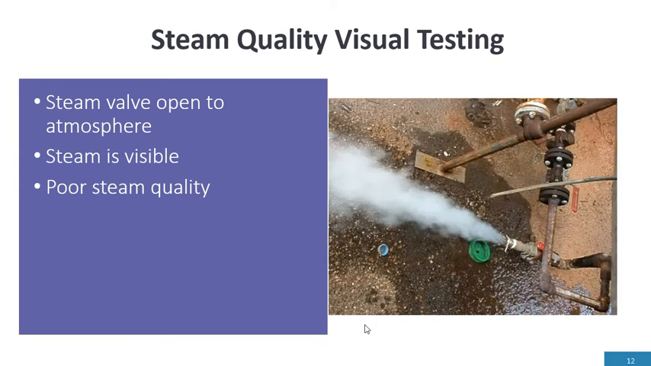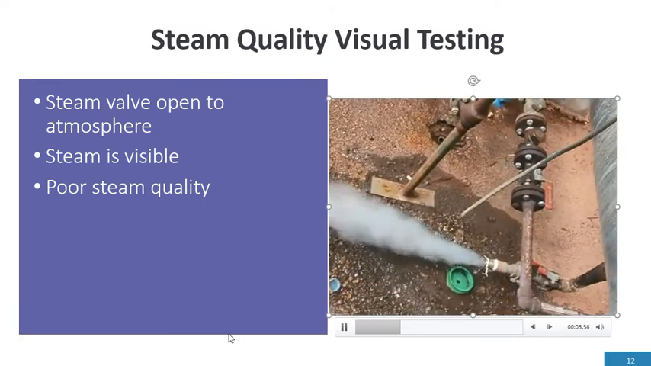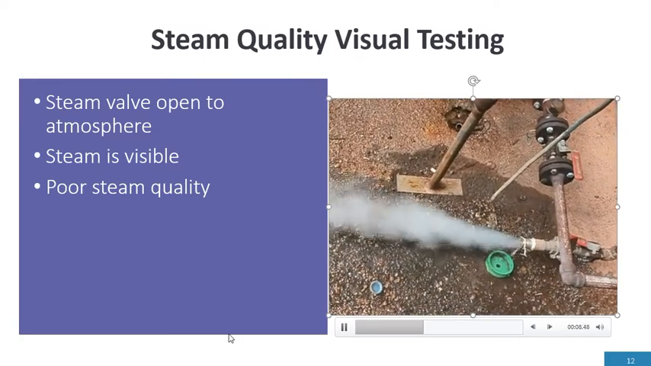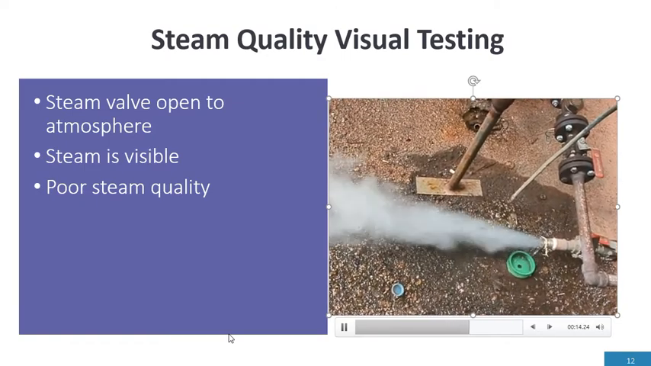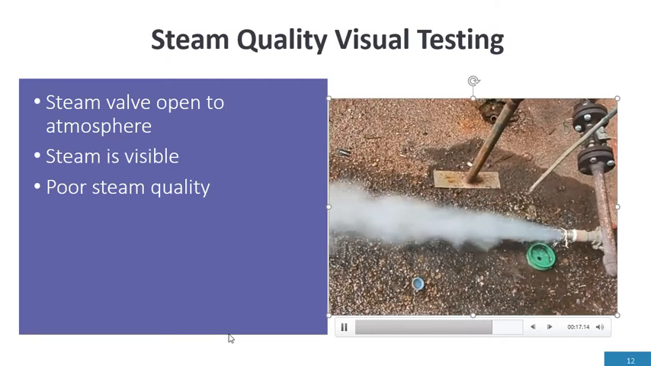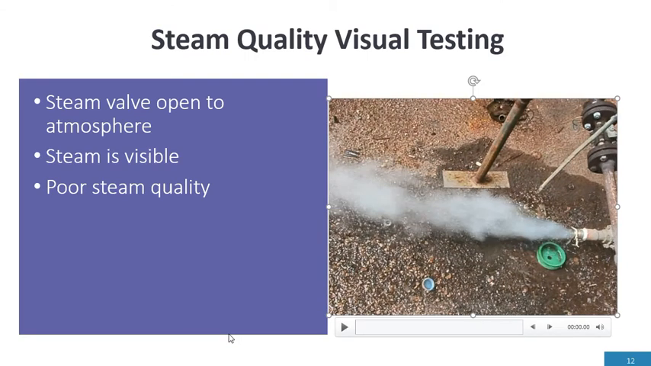Second. So I go to this valve here. This here was causing issues in the plant, major problems in the plant because of the steam quality. In another segment, we'll be talking about what we can do to improve steam quality.